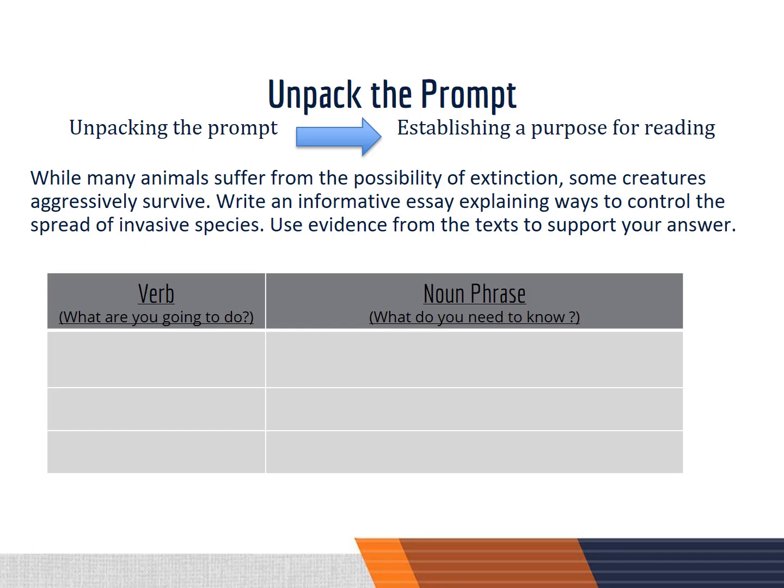So we have the prompt right here. As you can see, it says, while many animals suffer from the possibility of extinction, some creatures aggressively survive. Write an informative essay explaining ways to control the spread of invasive species. Use evidence from the texts to support your answer. Note that it says texts, as in more than one, but you only have one to work with for now.